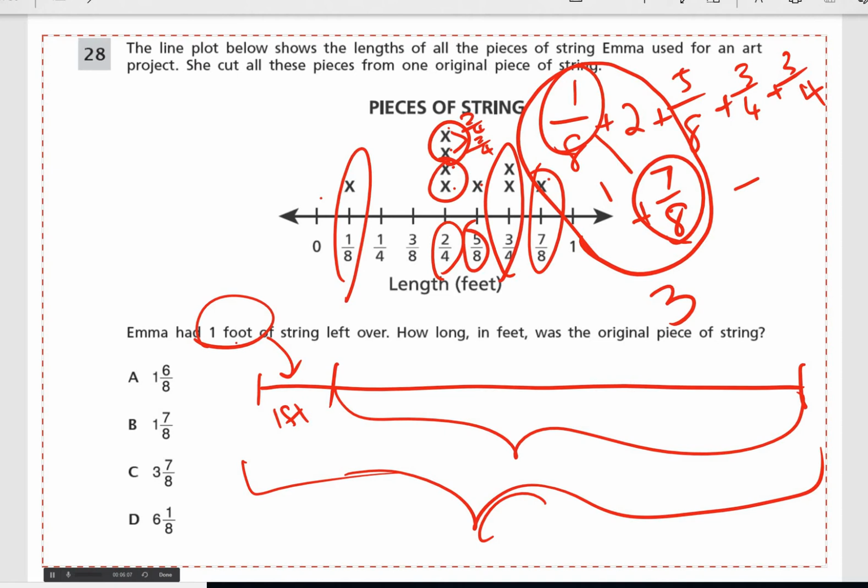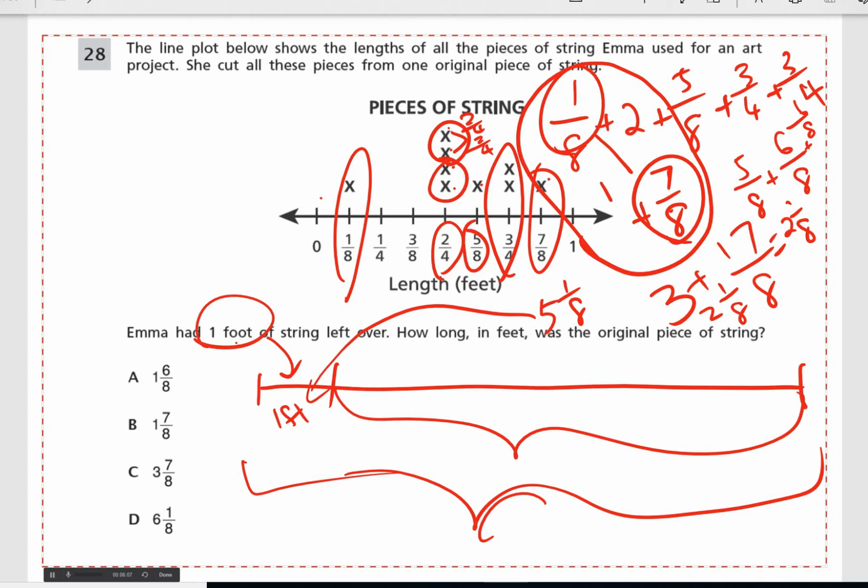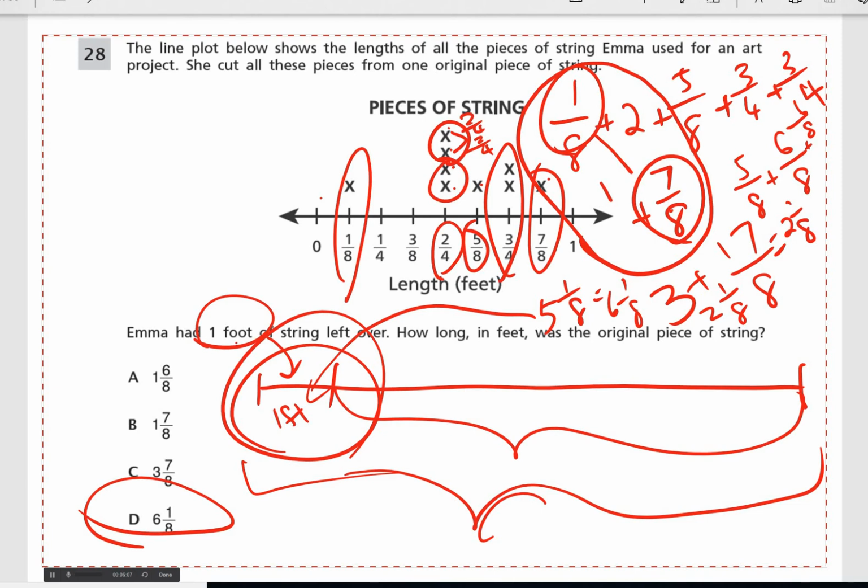So 5/8 plus, how many eighths? 17. 17/8 equals 2 1/8. So 3 plus 2 1/8 is 5 1/8, plus the 1 here. So 6 1/8. So the answer has to be D. Even though this question looks a little messy, it's just adding fractions. You add them all up and then plus the leftover, then you'll know the total.